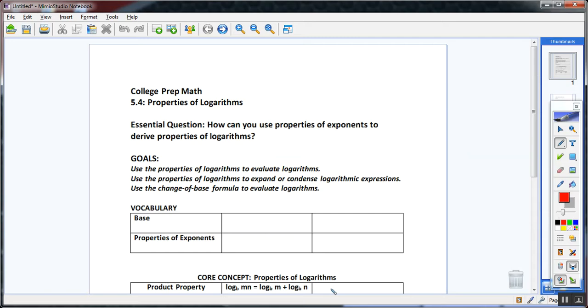So in 5.4, properties of logarithms, have a volunteer to read our question that we're trying to answer today. Thank you, Sam. How can you use properties of exponents to derive properties of logarithms?